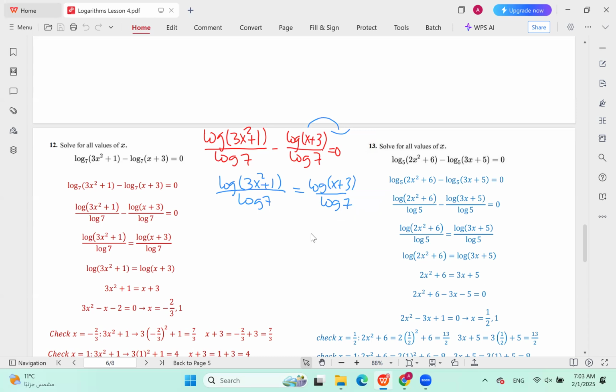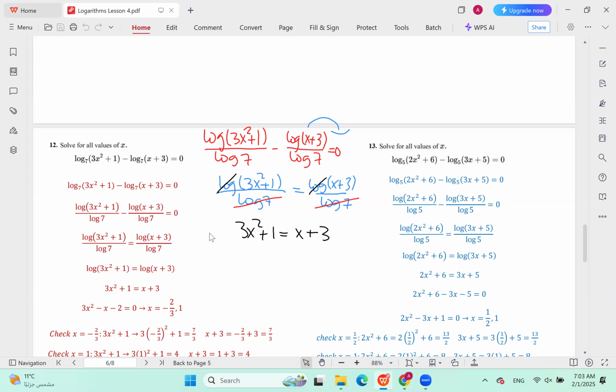Seeing that they both have the same denominator, we can just cancel these out together. This is as if we multiplied both sides by log 7. So they are canceled out. And now we just have log something equals log something. We can also cancel these out together. And we have 3x^2 + 1 = x + 3.